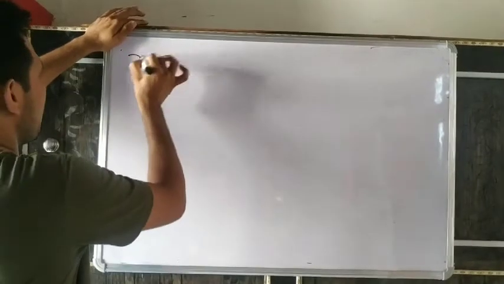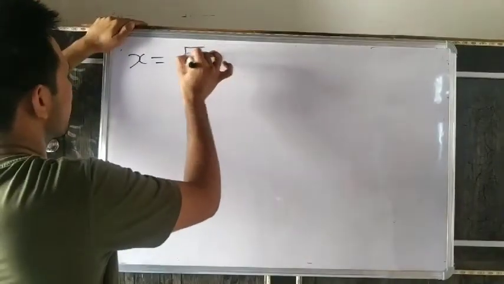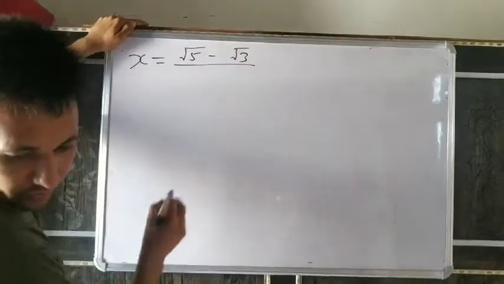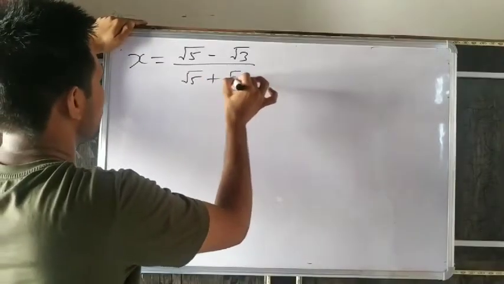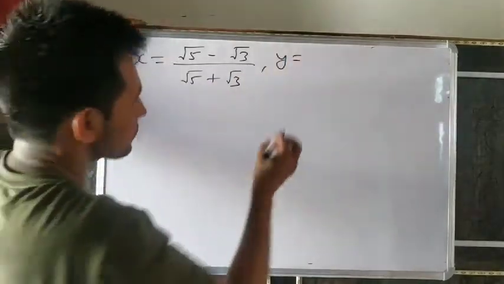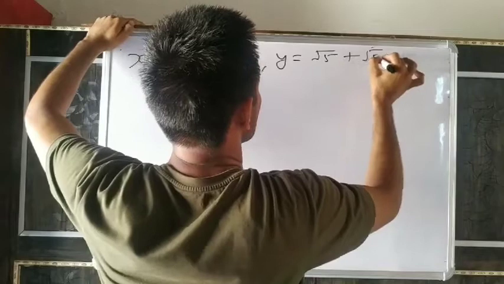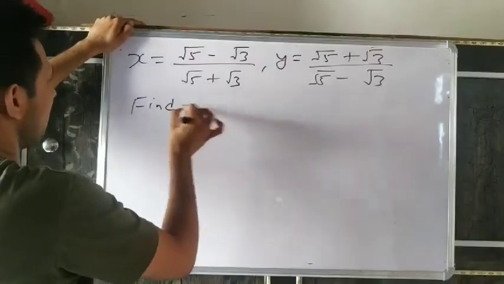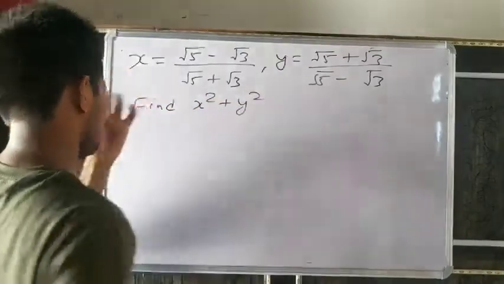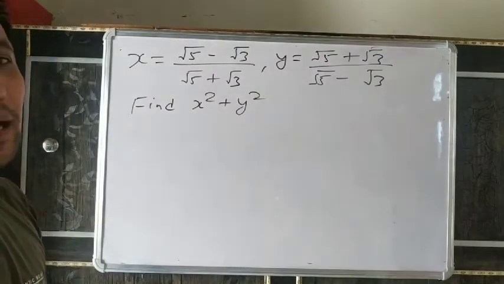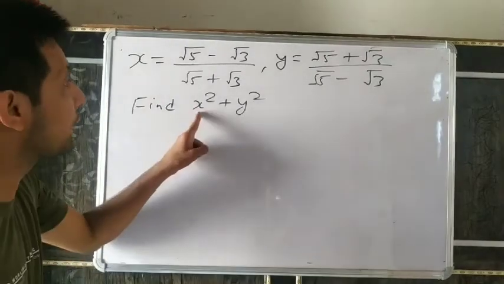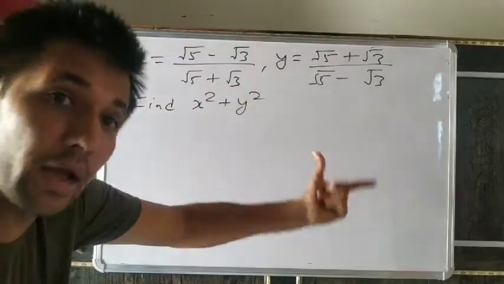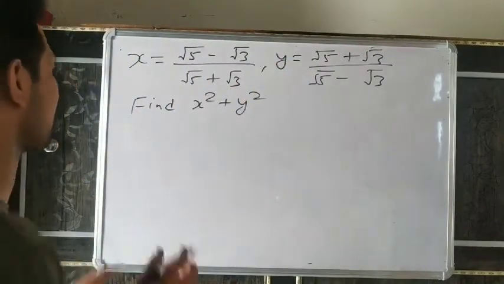One more question. This question was given to you for homework, and some students asked me about it. x is root 5 minus root 3 divided by root 5 plus root 3, and y is root 5 plus root 3 divided by root 5 minus root 3. Find x square plus y square. Do you understand? So what will we do? First we will find the value of x and take its square, and add it to y square. So for x, what is x?